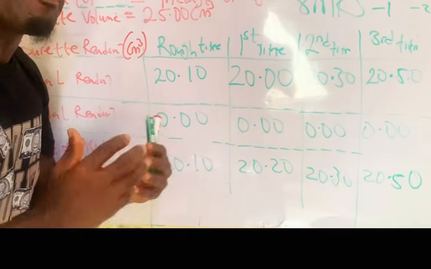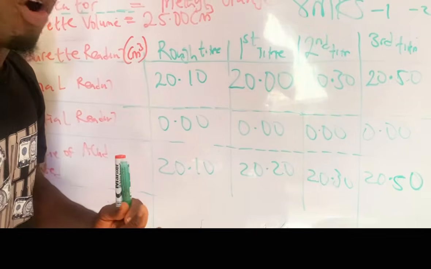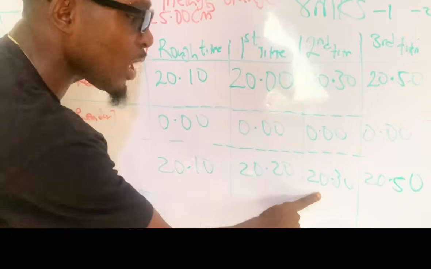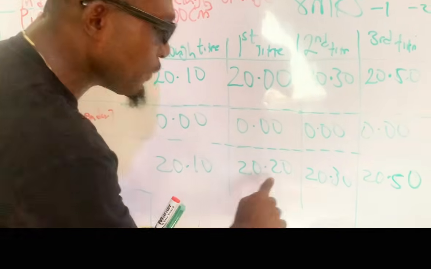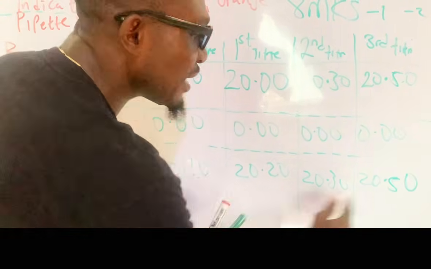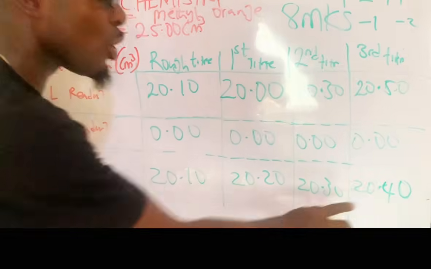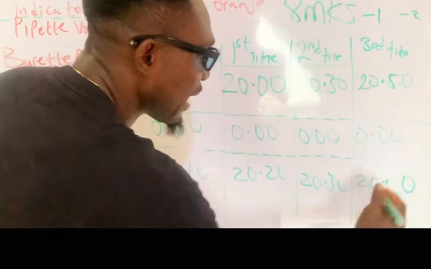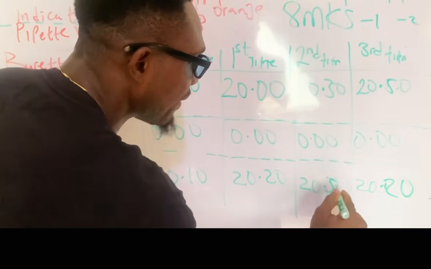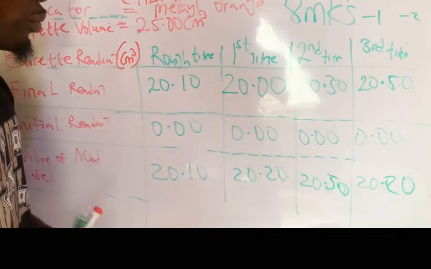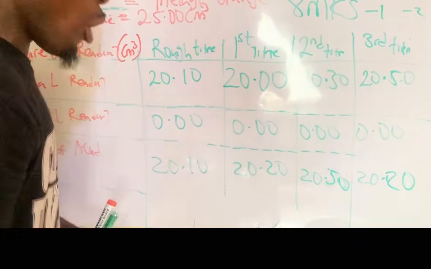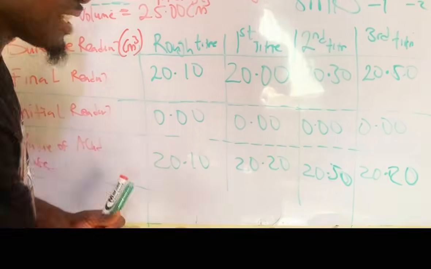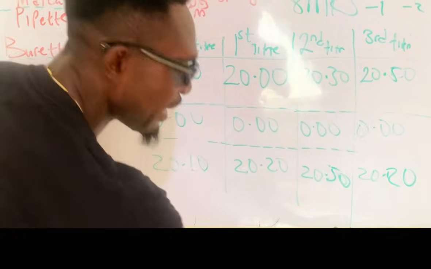So I repeat, when you are presenting your values on the table, ensure concordance readings. Now in this case, if I have 20.20, 20.30, and 20.40, they are good to go because they are in concordance value. But when you have your values something like 20.20 and here you have 20.50, which one do you think will go? Will it be this plus this plus this, or this plus this? In this case, what you are supposed to use is this plus this divided by 2.